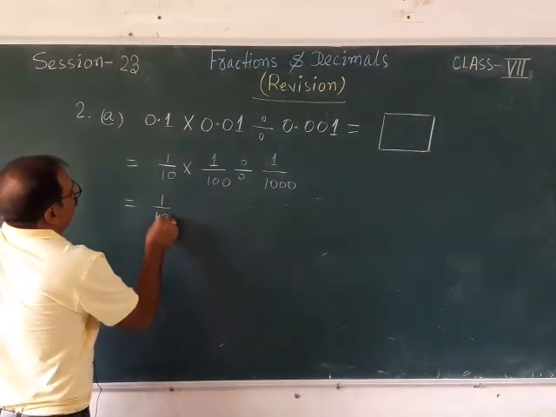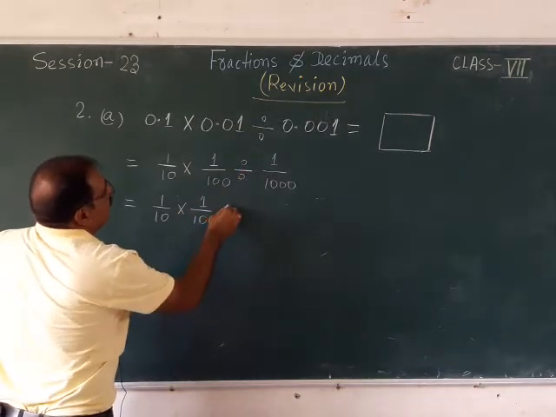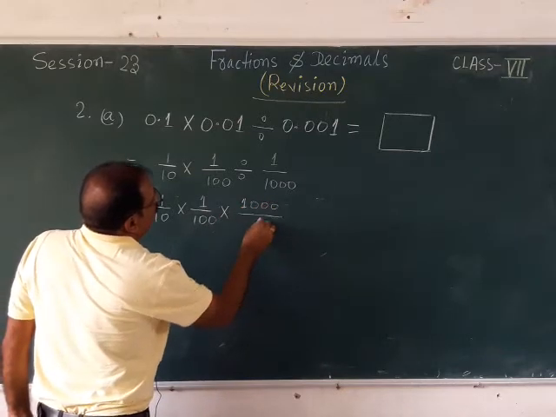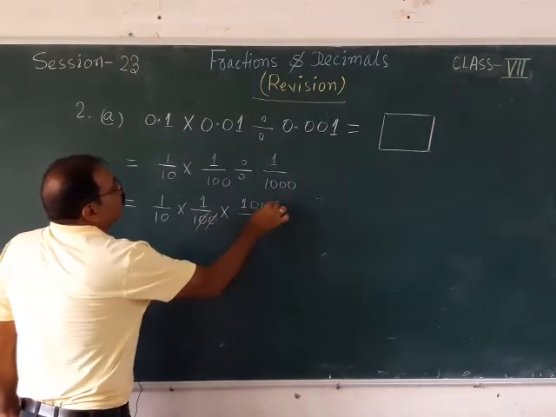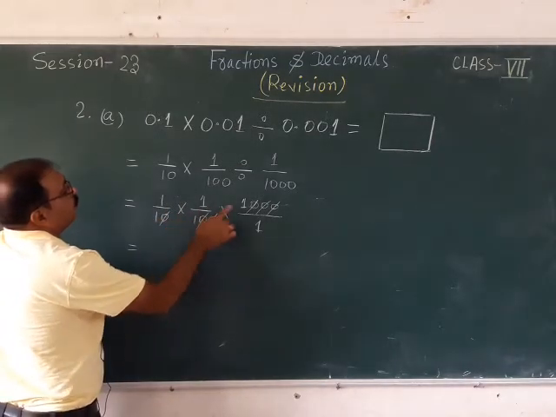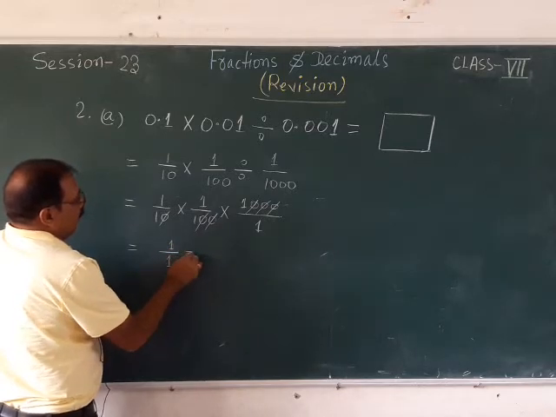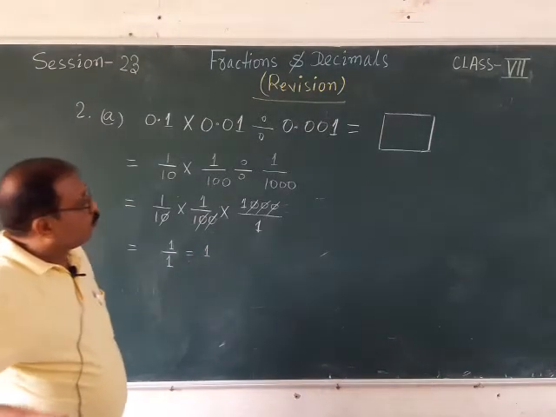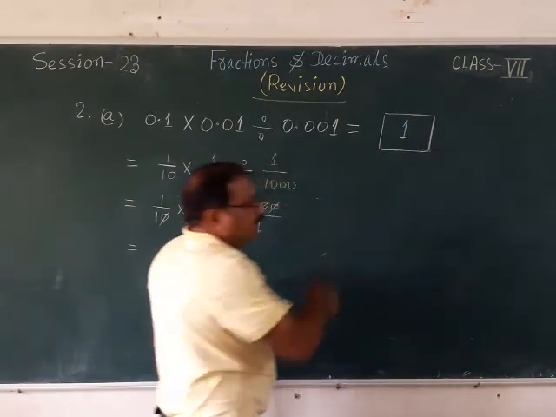Now what I am going to do, I am going to write 1 by 10 into 1 by 100, and then the division sign will change into multiplication and it will be 1000 upon 1. Now you can cancel 10, 10, 100, 100, then 1000, 1000, all are cancelled. You can see you are having 1 multiplying 1, then you are getting 1 at the numerator also and at the denominator also. 1 upon 1 means 1. So you are getting 1 as your answer.